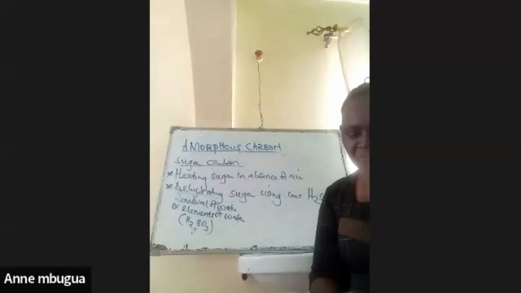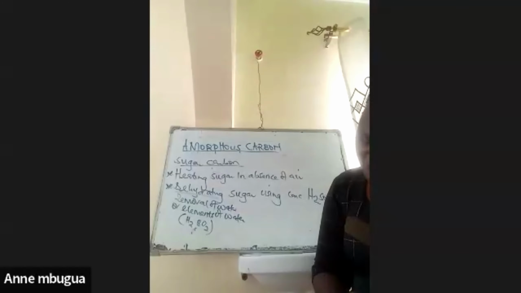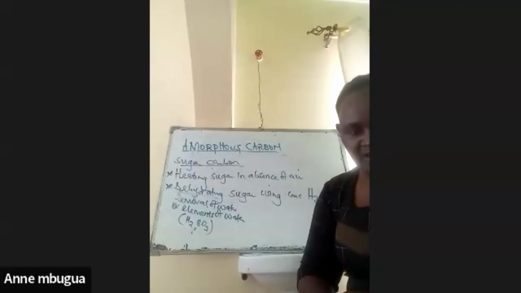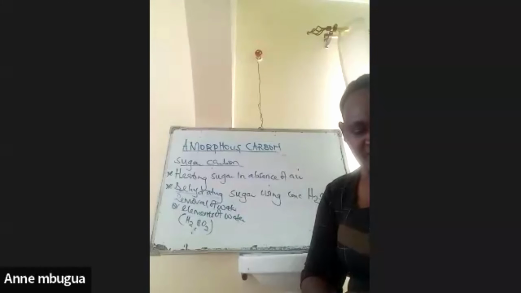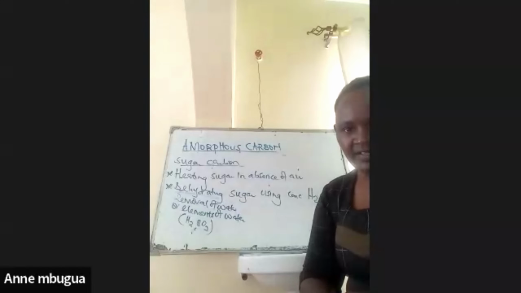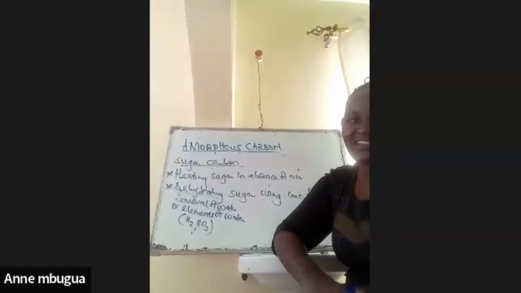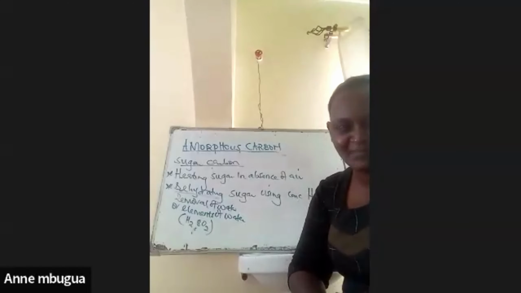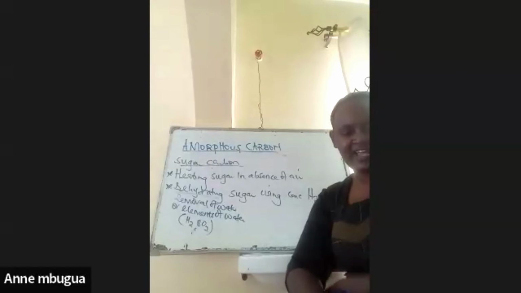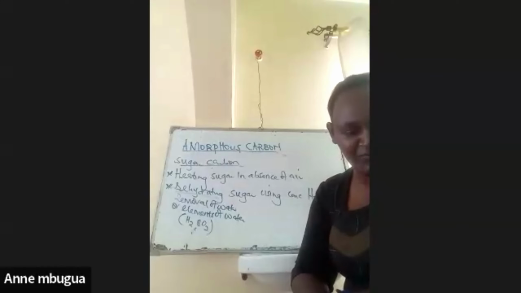The next question, differentiate between diamond and graphite. Yes, Larry Gekonyo, that is very good. The answer is very correct. I agree with you. You've defined allotropes as elements that exist in more than one form in the same physical state. That is very good.